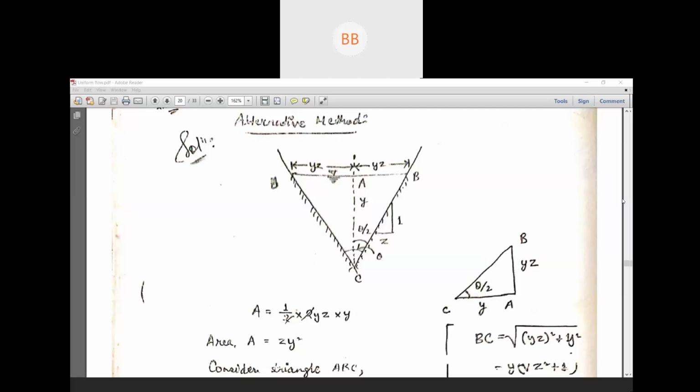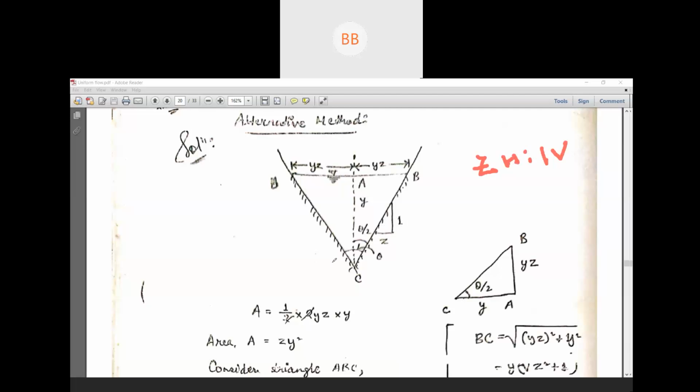So you can draw this diagram. It's a triangular section. The side slope is given, z horizontal to 1 vertical. So that is why we have taken 1 by z, 1 is to z, 1 vertical and z horizontal.